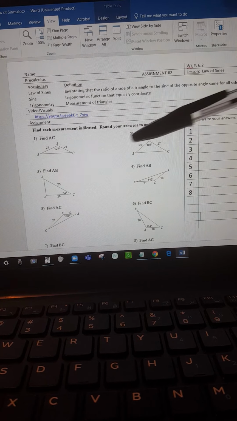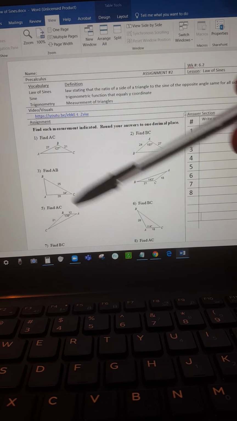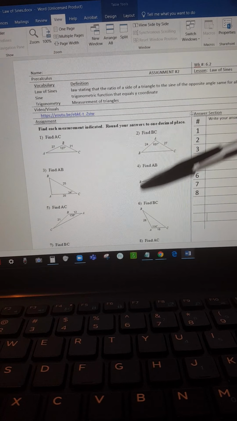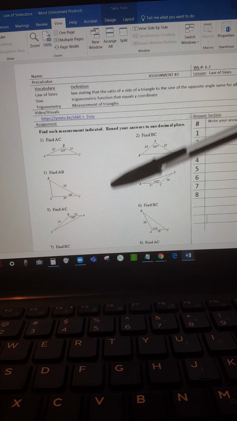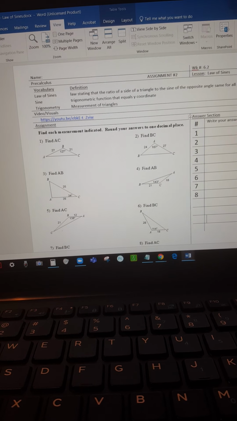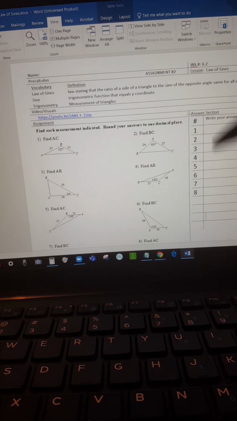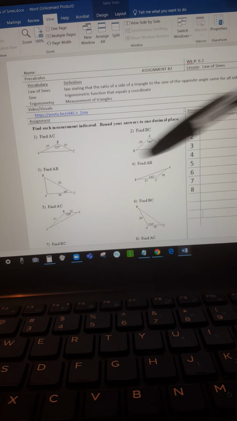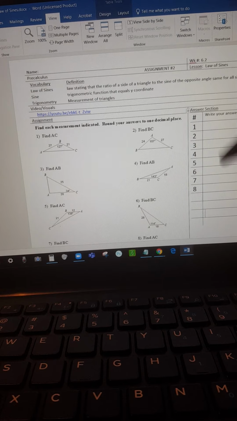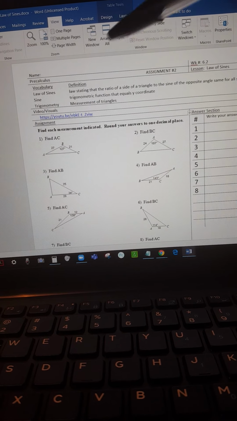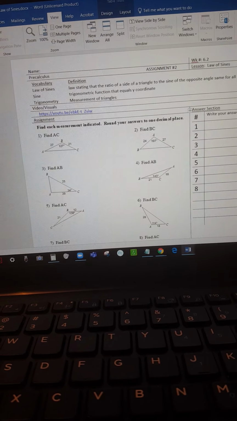I'm kind of laughing because these exercises right here, this is not law of sines. This is law of cosines, which we're going to get to next week. Anyways, the way it should have been is you do this and then you can put your answers here. Make sure to put your name in here before you upload it.